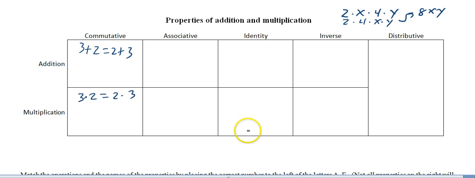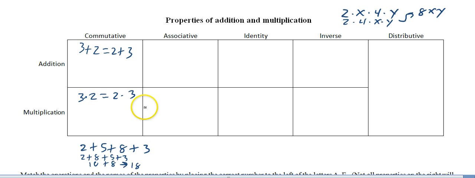It also allows you to add stuff. So if you have 2 plus 5 plus 8 plus 3, you can go, oh, well, 2 plus 8 is 10. So 2 plus 8 plus 5 plus 3 gives us 10 plus 8, which is 18. You don't have to go left to right. 2 plus 5 is 7, 7 plus 8 is 15, 15 plus 3 is 18. You can move them around and pair them up and make nice base 10s. Make nice 10s.